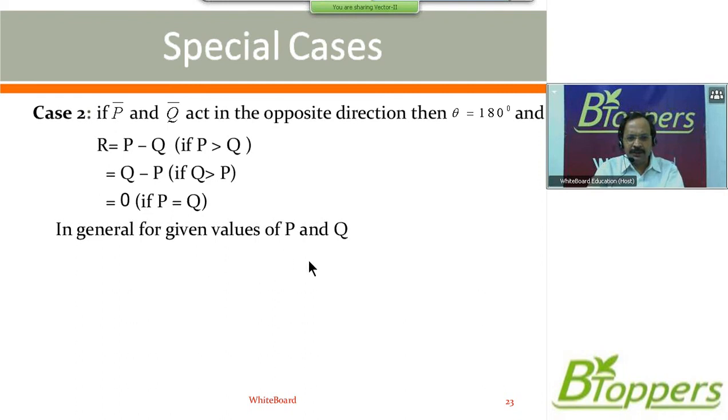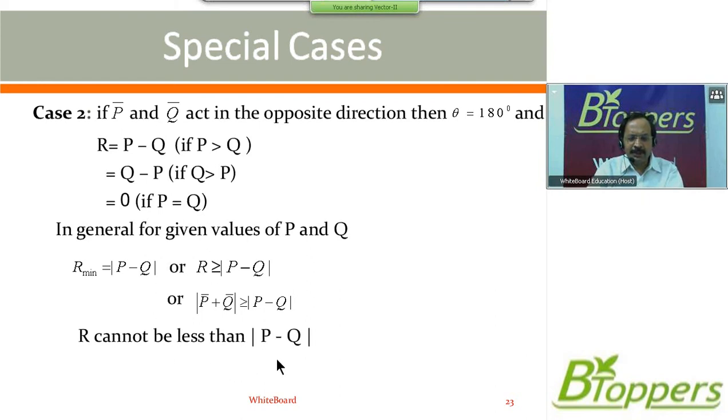So in general, for given values of P and Q, the minimum value of the magnitude of the resultant is equal to modulus of P minus Q. Or you can say, in general, the magnitude of the resultant is greater than or equal to modulus of P minus Q. The same relation can be written this way: magnitude of the resultant of P bar and Q bar is greater than or equal to modulus of P minus Q.